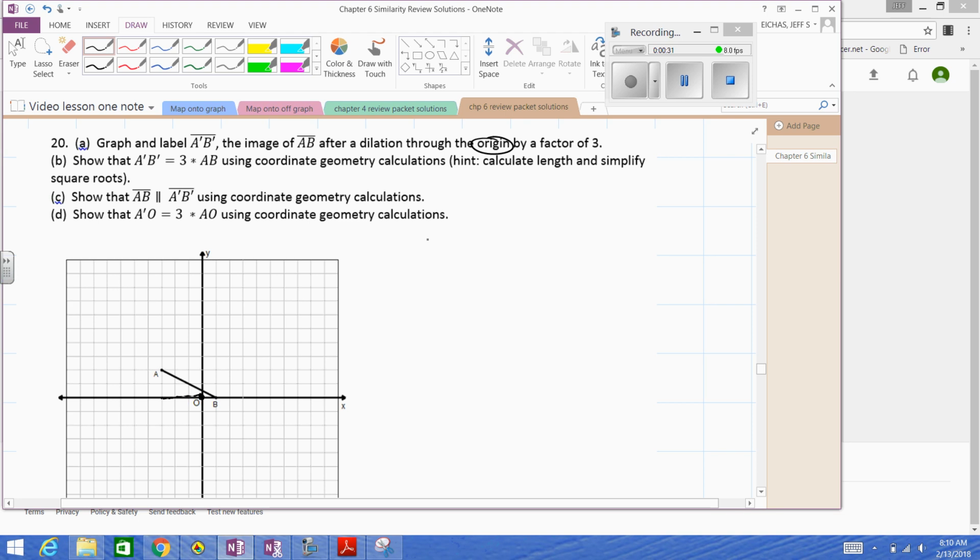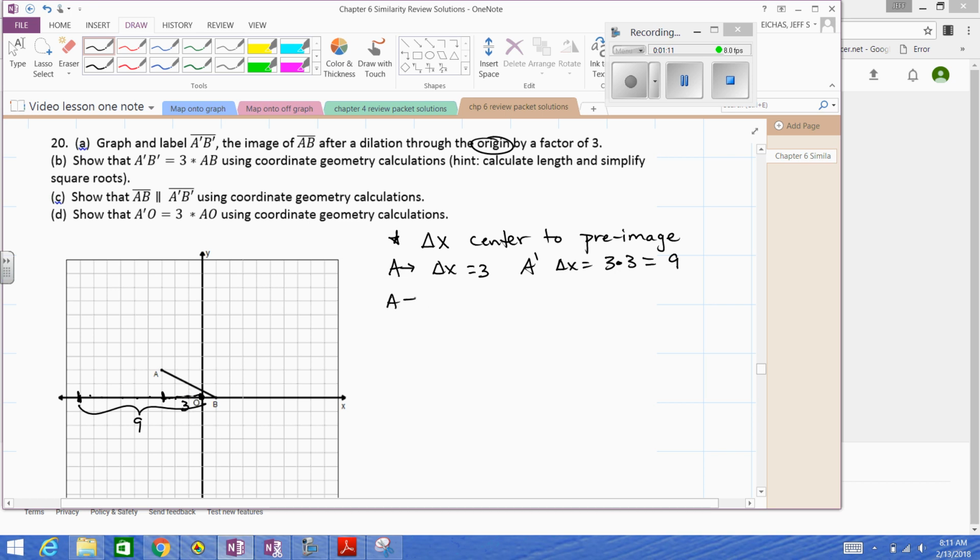What you want to do is figure out the change in x from the center to the pre-image. So that's what we're going to do for A. For A, the change in x is 1, 2, 3. So for A prime, the change in x needs to be 3 times 3, so 1, 2, 3, 4, 5, 6, 7, 8, 9. So A prime needs to be 9 away from the center.